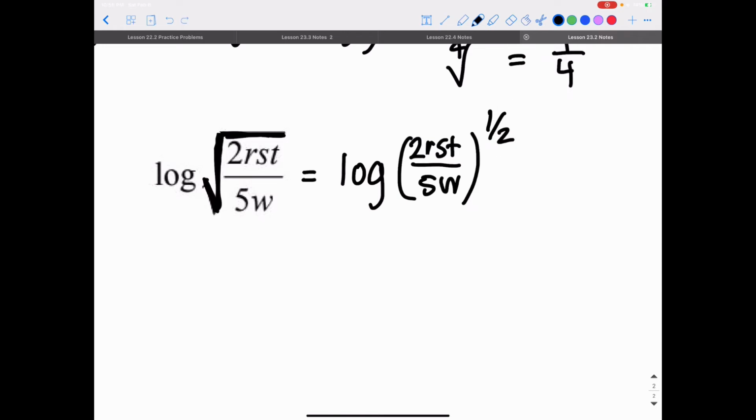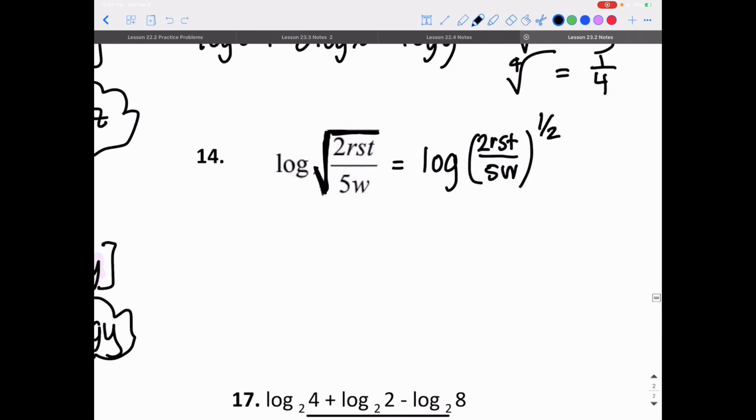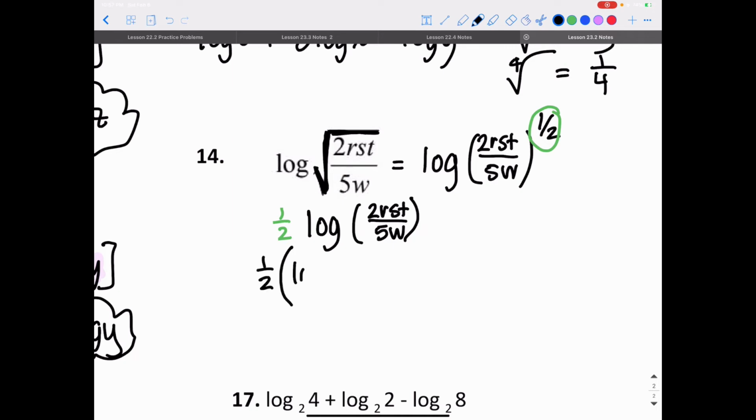Now I can see that I can take this exponent, and I can make it a coefficient. So I can do 1/2 times log of 2rst over 5w. And I know this is division, so I could break it down. I have 1/2, and I'm going to put 1/2 on the outside, log, because I'm going to distribute it. I have log of 2rst minus log of 5w.